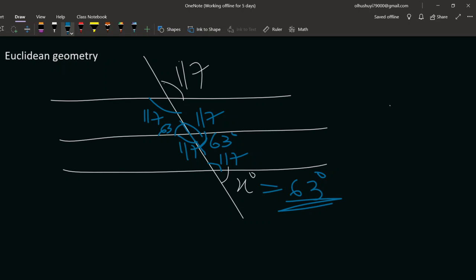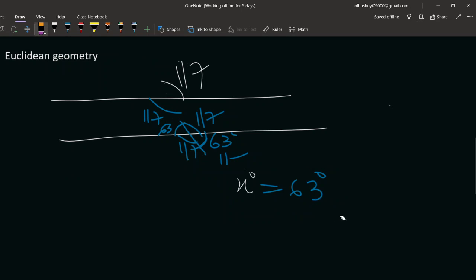117 and x, they are not corresponding angles. Sorry for that error if you got that. They are not corresponding angles. So if you go gradually this way, you will get your answer. So you have x to be 63 degrees. That is the question. We have other examples.